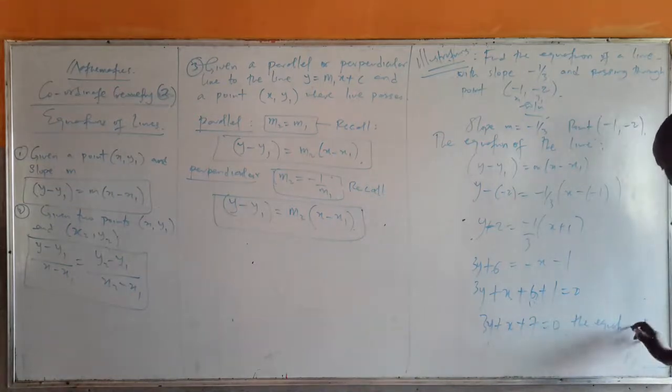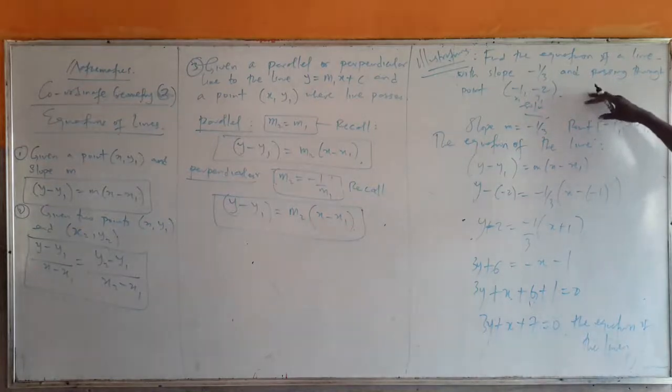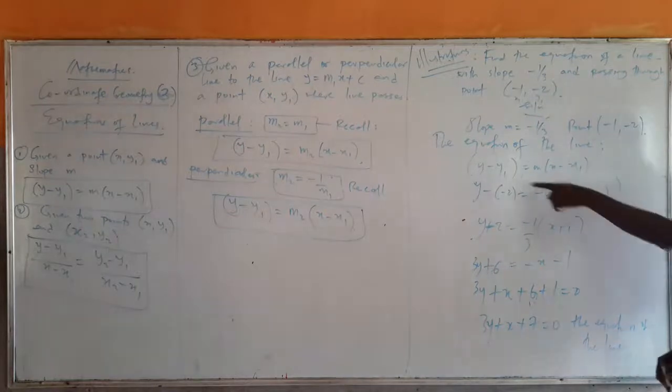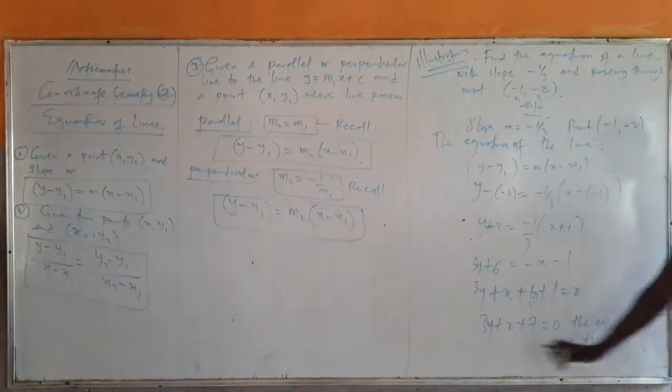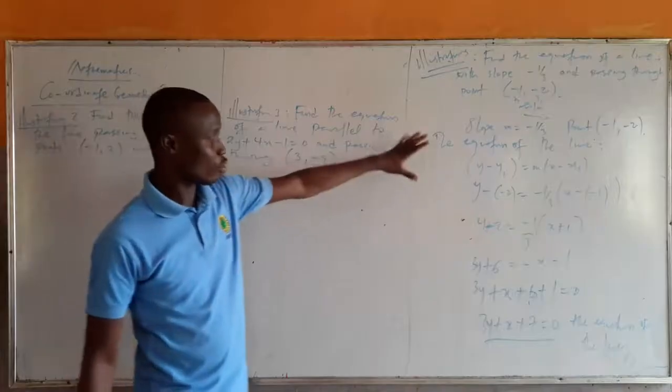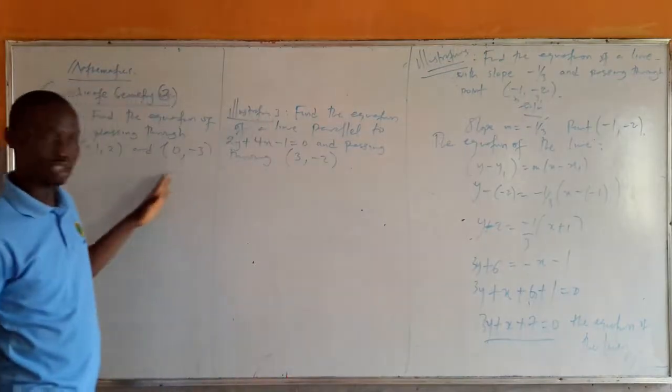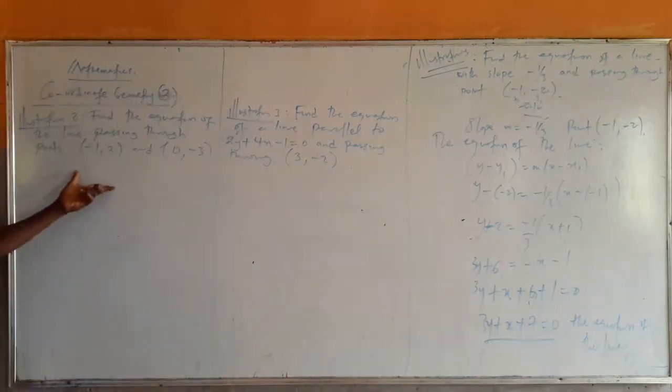So when you are given 1 point and the slope, all you need to do is to apply this equation, then you have the equation of the line. That is that for the equation of the line. We still have more illustrations we can try here. Let's look at this. Here we have the equation of the line that is passing through 2 points.